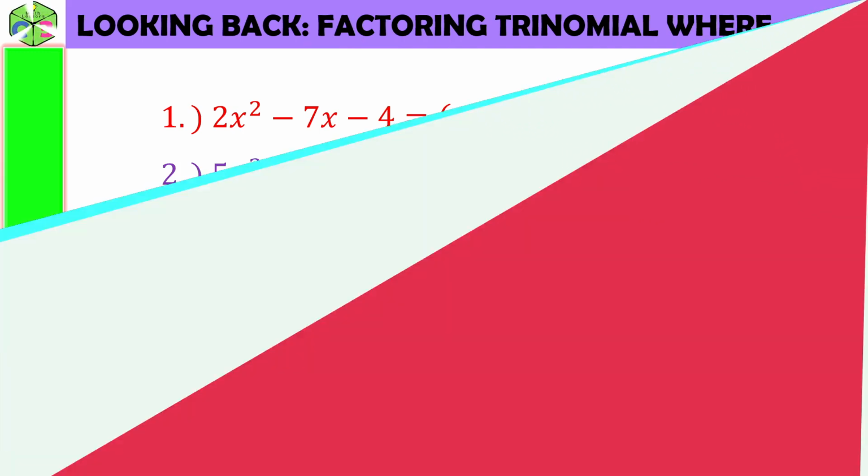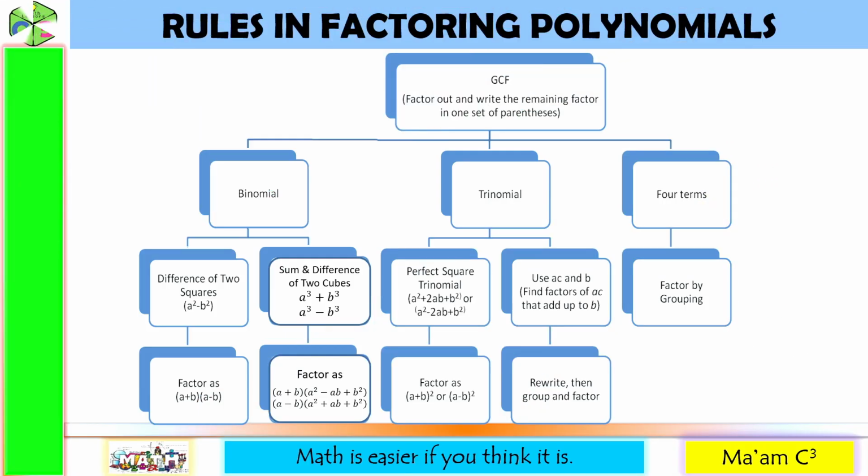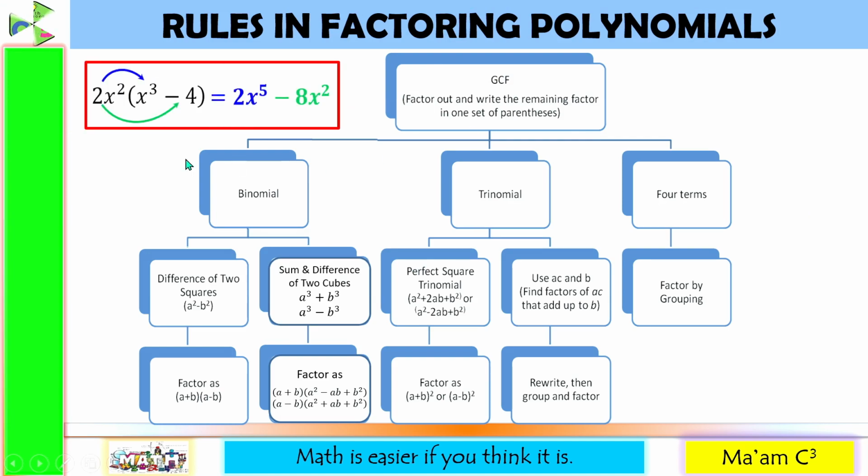For the last time, let us take a look at our concept map in factoring polynomials. So you have learned by now that the first thing to do is to look if there is a GCF. In this example, this one here is the GCF, while this one is the remaining factor. After determining if there is a GCF, we have to identify the remaining factor if it is a binomial, a trinomial, or a fourth-term polynomial.